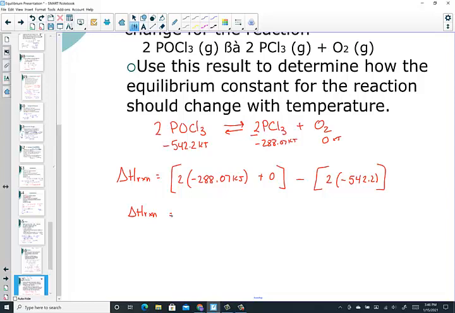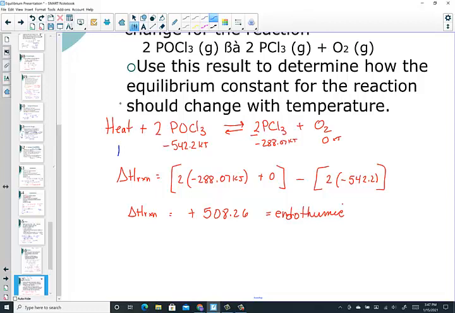2 times negative 288.07 minus 2 times negative 542.2. And this comes out to be a positive value. And therefore, I know that this becomes an endothermic reaction. And now I can think of heat over here as being on the reactant side. I have to input heat to force the reaction to occur.